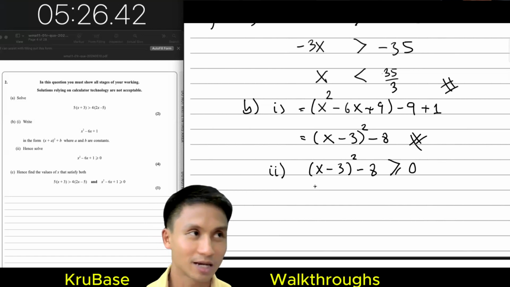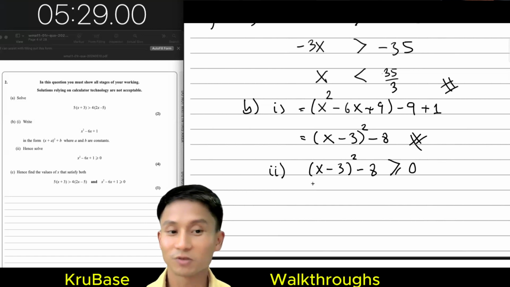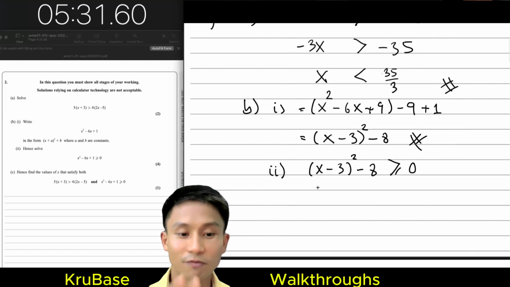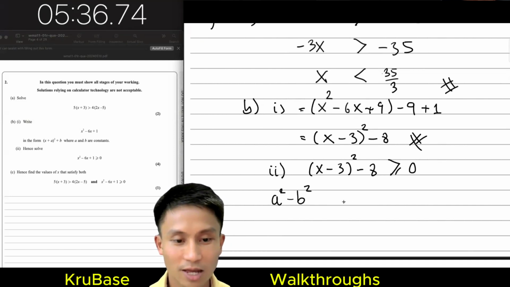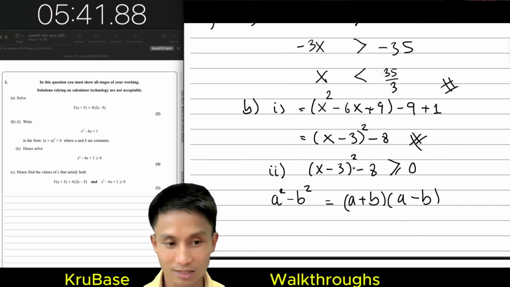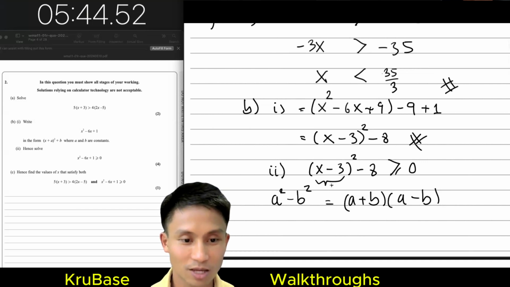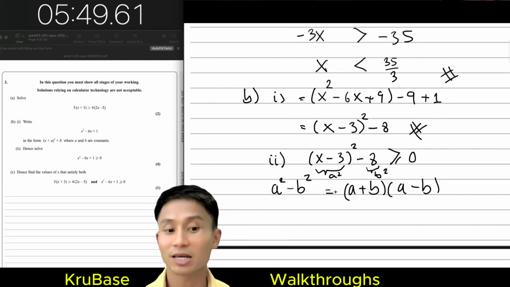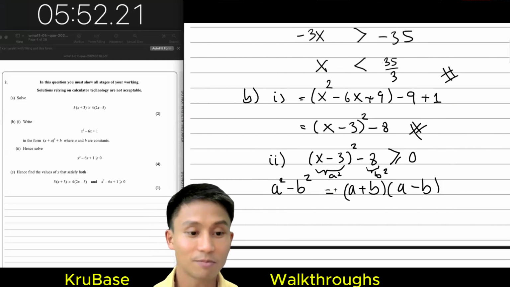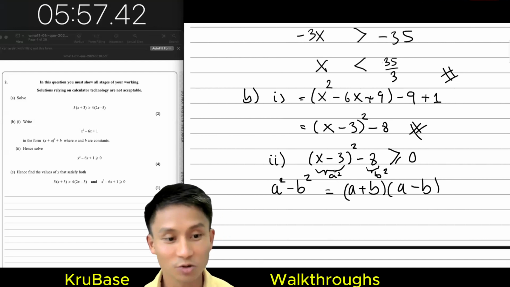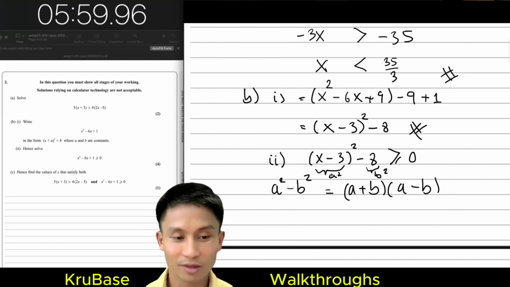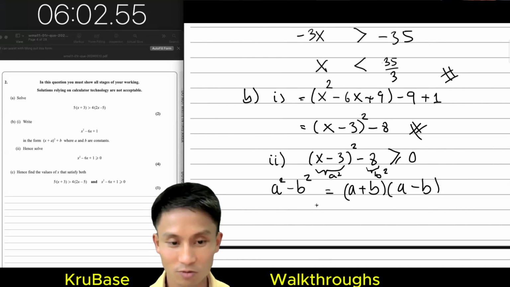Or actually using difference of squares. Sorry, it's difference of squares. We're going to factorize this. Again, a squared minus b squared equals a plus b times a minus b. We can look at these two terms as this one being a squared and this one being b squared. So in this case, a is x minus 3 and b is square root 8, because we need to make b squared there. So b squared is 8, but for b, it would be square root 8.